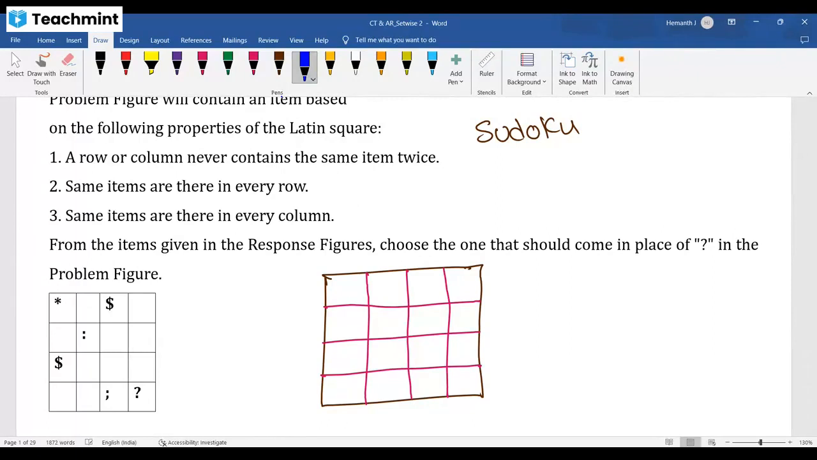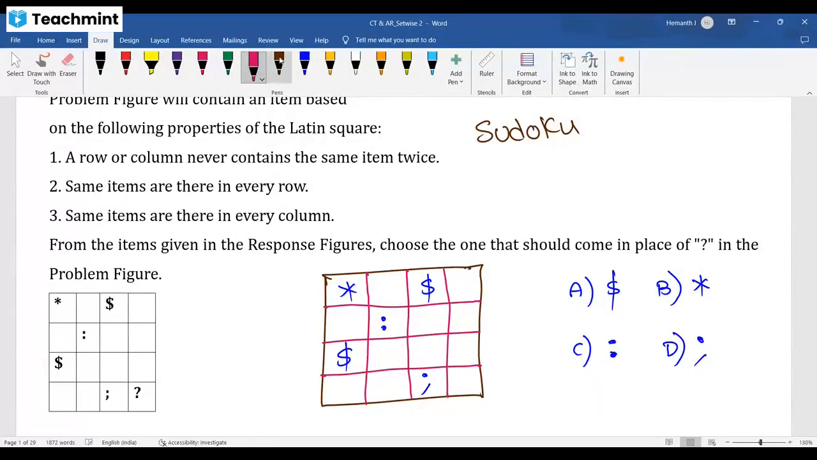Now see here, what should be the first thing? Here dollar, I am putting colon. Here dollar, here semicolon, colon, and this is the question mark, right? Now in answer, options will be given like this. Option A, is it dollar? Option B, is it star? Option C, is it colon? Option D, is it semicolon? Right. First thing, it cannot be. This is the empty slot. This is the slot you need to find. Right. And definitely, it cannot be semicolon.